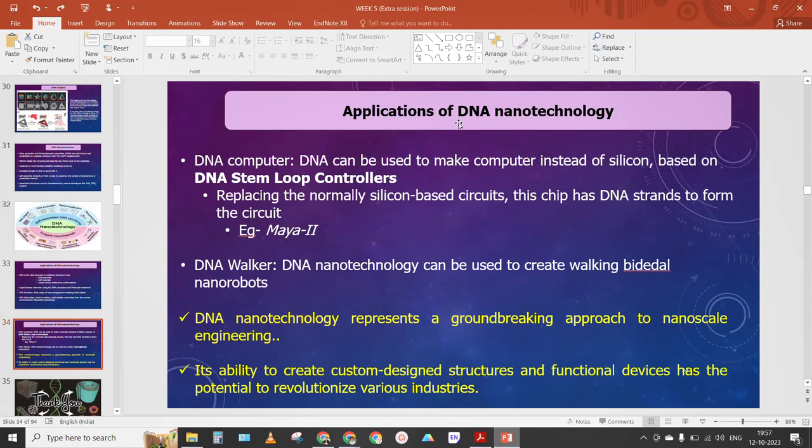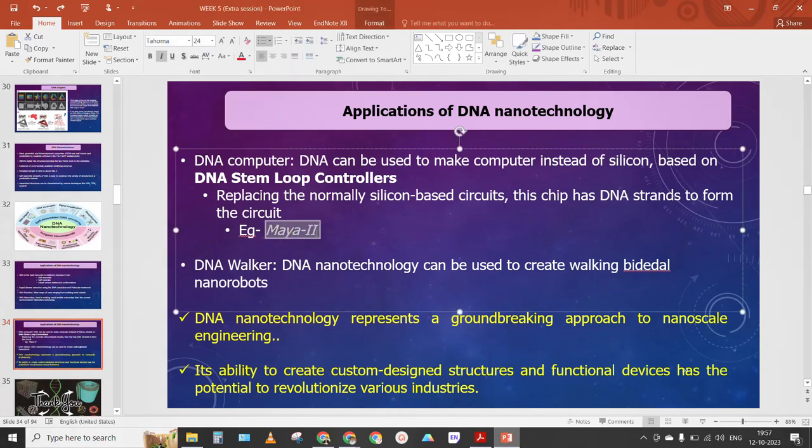One example is MAYA 2. If you Google MAYA 2, the entire chip system is based on DNA. They have used DNA instead of silicon to make the circuits in that computer. So replacing normal silicon based circuits, this chip has DNA strands to form the circuit. Example: MAYA 2.